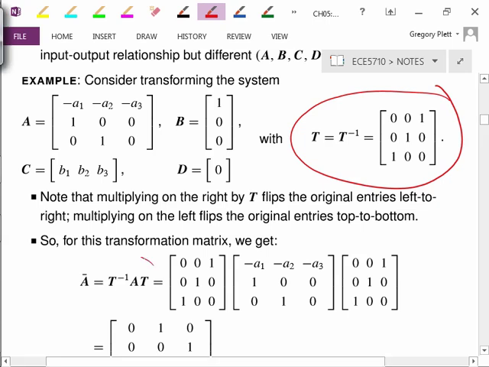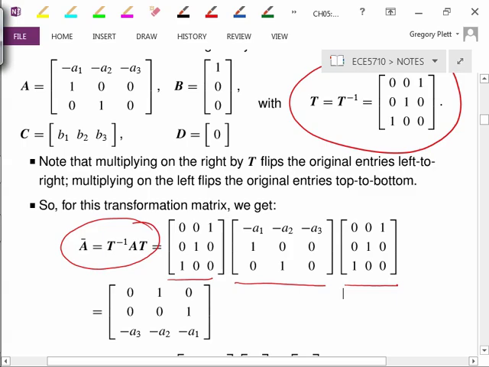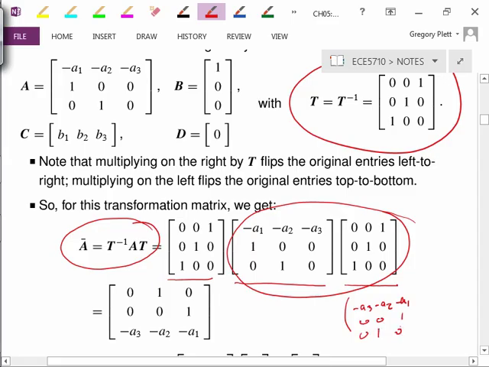So in our transformed system, we have A bar equals T inverse A T. If I multiply by this on the right, I'm going to flip left to right, so I'll have what? I'll have minus A3, minus A2, minus A1, 0, 0, 1, 0, 1, 0, and then multiplying that on the left, it flips top to bottom, and we get this result right there.